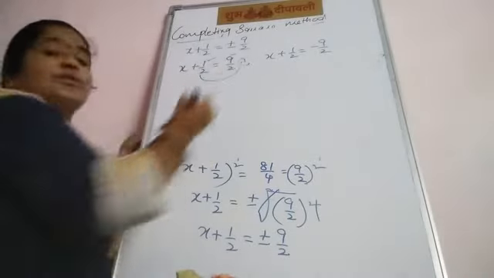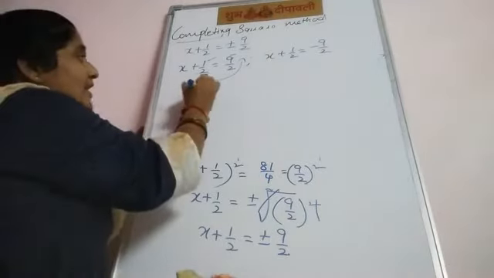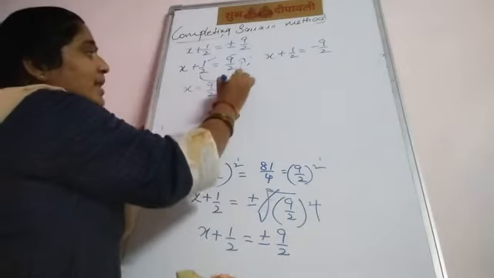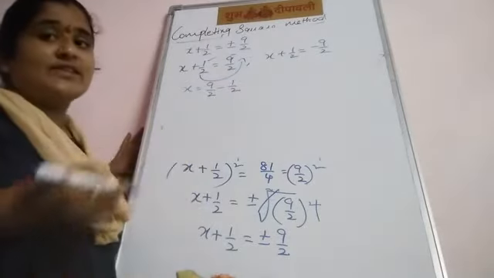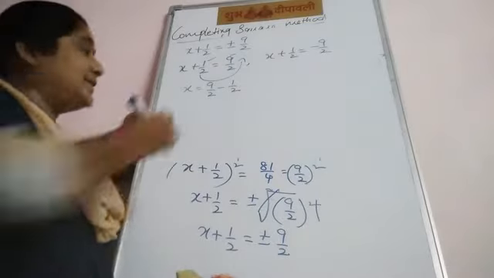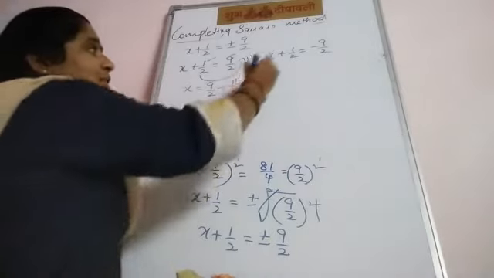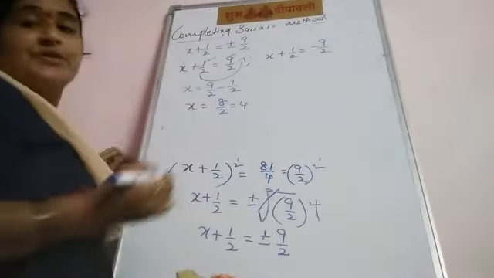This one you send to the right side. Plus 1/2 becomes minus 1/2. x = 9/2 - 1/2. Denominators are the same, do the subtraction. 9 minus 1, how much? 8. x = 8/2, how much? 4. Now come to the second one, for the negative sign.